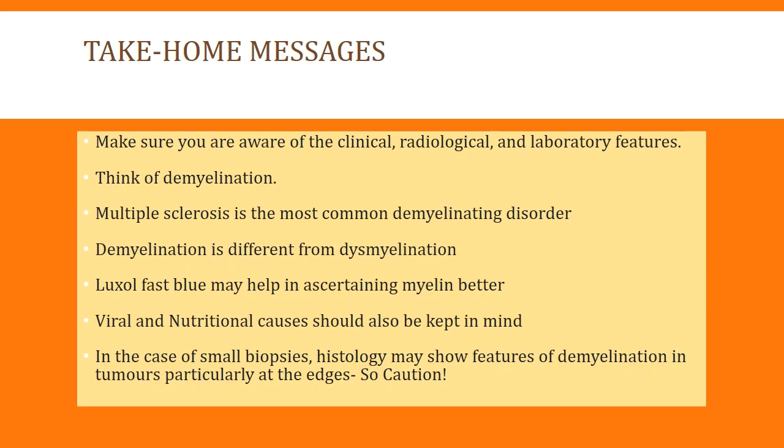So, what are the take-home messages from this seminar of today? Make sure that you are aware of the clinical, radiological, and the laboratory features. Always think of demyelination, even with a space-occupying lesion. Multiple sclerosis can present as a space-occupying lesion. Even acute disseminated encephalomyelitis, or ADEM, can present as a space-occupying lesion. As multiple sclerosis is the most common demyelinating disorder, it should never be forgotten.